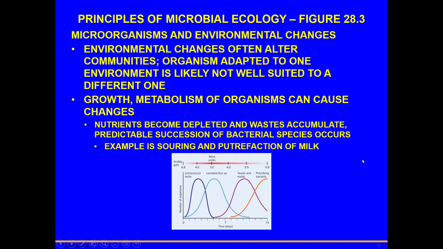Now, if you look here, you have Lactobacillus lactis, and you've moved from a pH of 6.8 to 4. As you have a dropping in the number of organisms, Lactobacillus seems to take off. And as a result, you have the pH move from 4 to 3. And as this begins to rise up in the opposite direction, what's going on? Now, mind you, this is over just a period of 14 days.